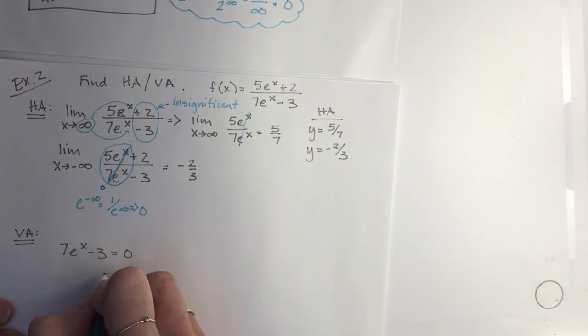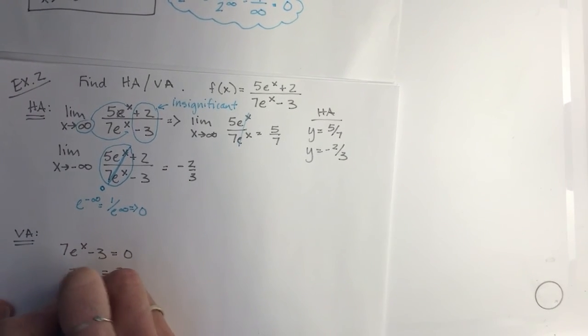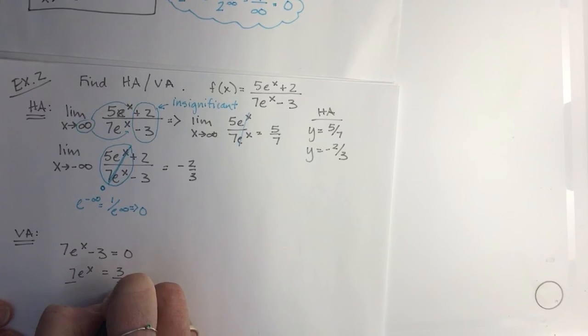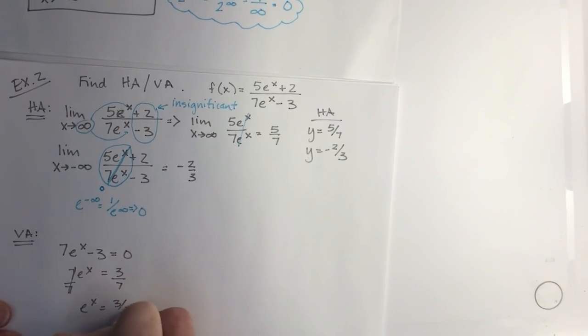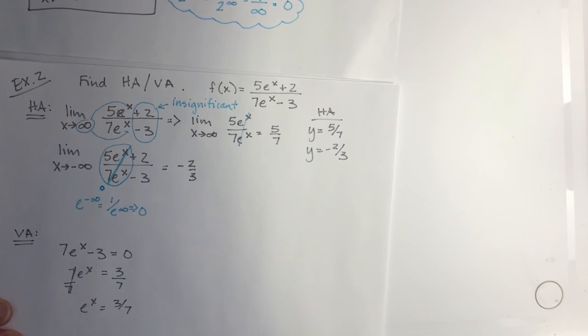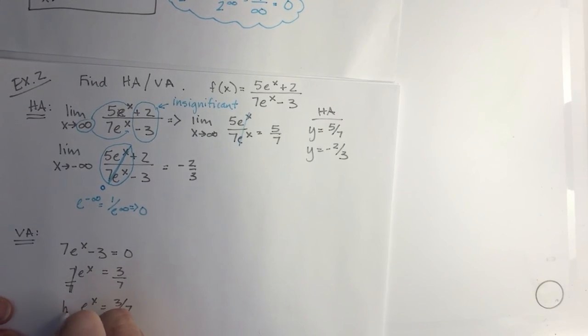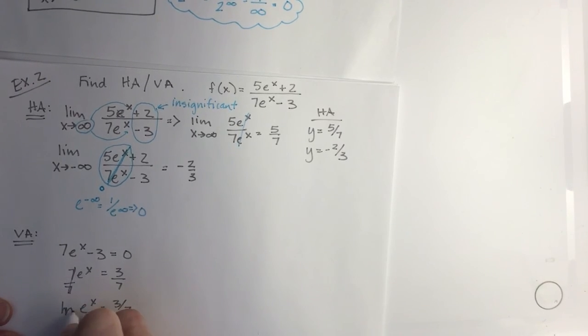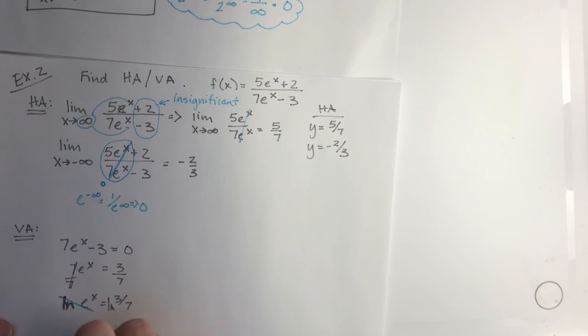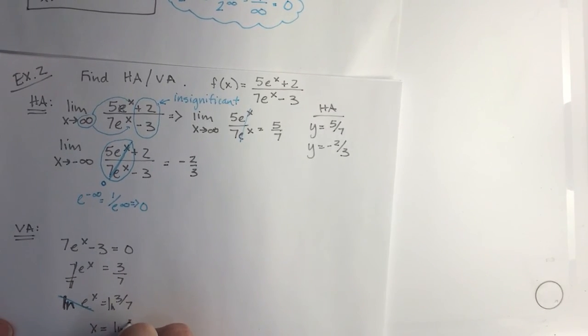We're going to add our 3, divide by 7. So we have e to the x is equal to 3/7. Oh my gosh, how do we solve this? So complicated, right? Now we're going to ln it. So we take ln of both sides. What happens to ln and e? You're right, they cancel, right? So we get x is equal to ln of 3/7.